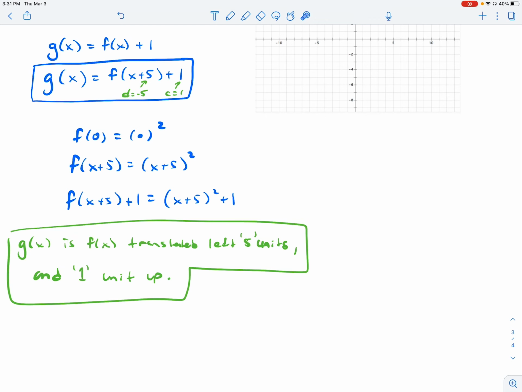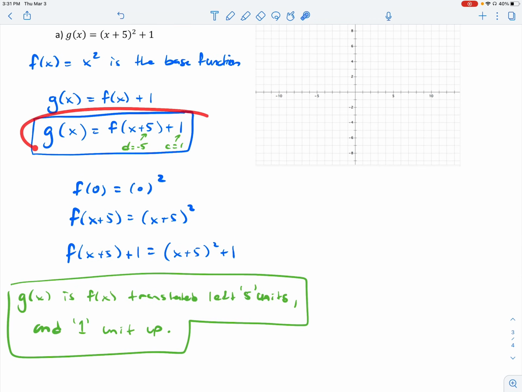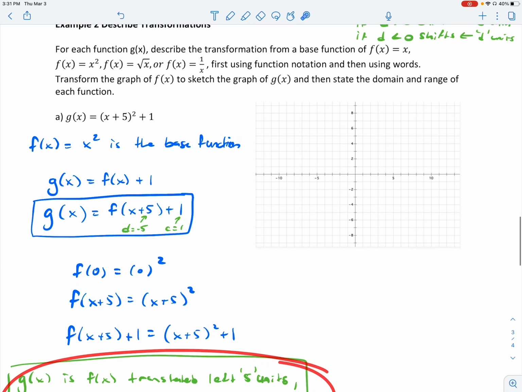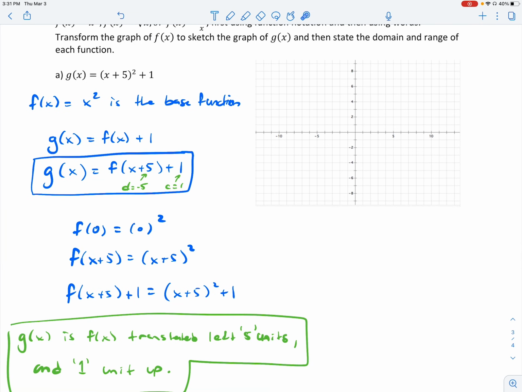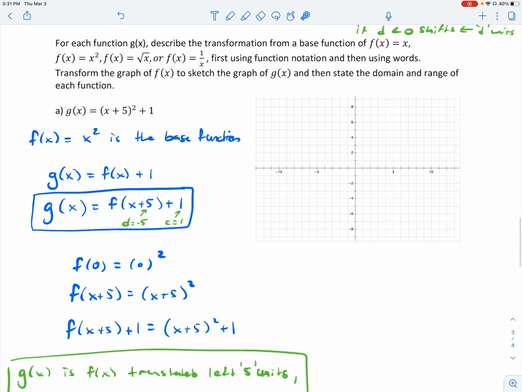Okay, so this is the transformation in function notation. This is the transformation in words. Let's go ahead and finally try to get our graph. So it says, to graph g of x, transform the graph of f of x. So that means I should draw f of x equal to x squared first. That's going to be my parabola. And then we'll transform that.